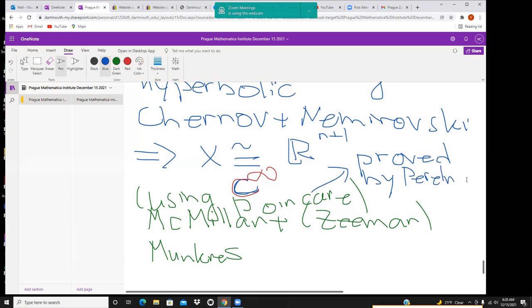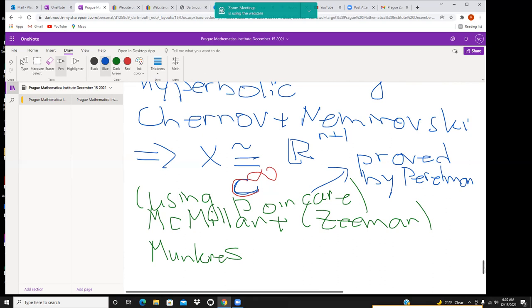So we get that the spacetime is PL equivalent, piecewise linear equivalent, to the Euclidean space. And then you say that if it is piecewise linear equivalent to the Euclidean space, then by the result of Mancuso, it is diffeomorphic to the Euclidean space. And this would pretty much finish the proof. But there are a lot of technicalities which I prefer to skip.